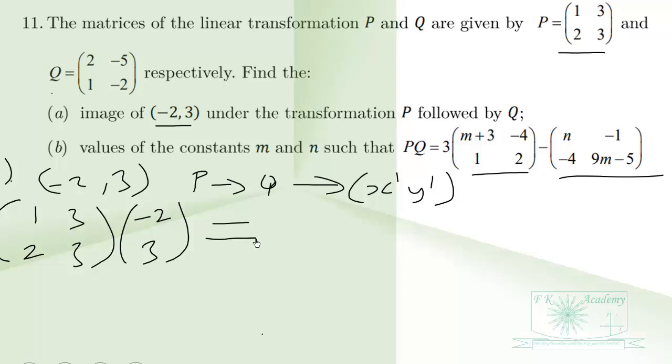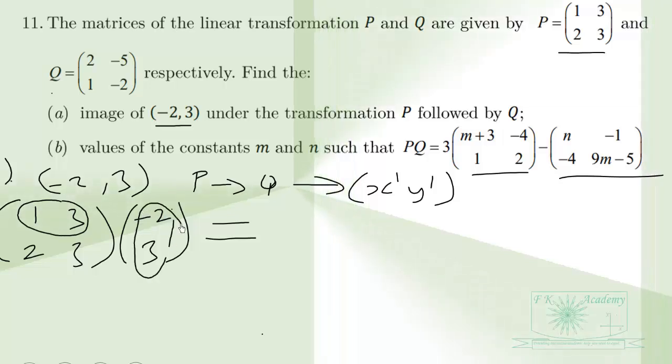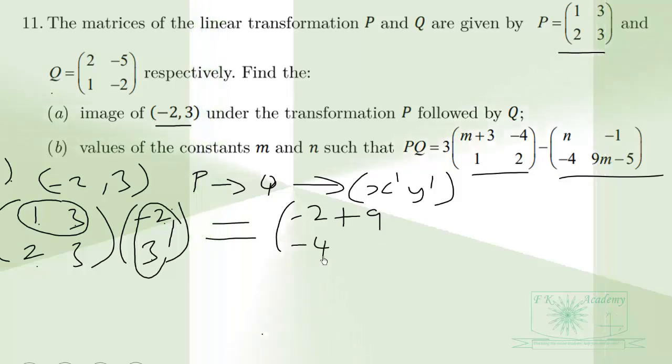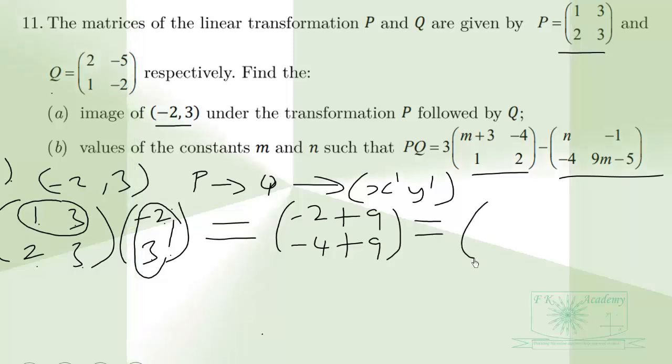And we have to multiply this matrix. Recall that we multiply the row by the column. So 1 times -2 will give us -2, 3 times 3 will give us 9. 2 times -2 will be -4, 3 times 3 will give us 9. When we simplify this, we will obtain 7, 5.